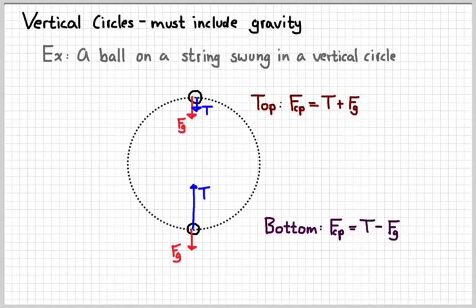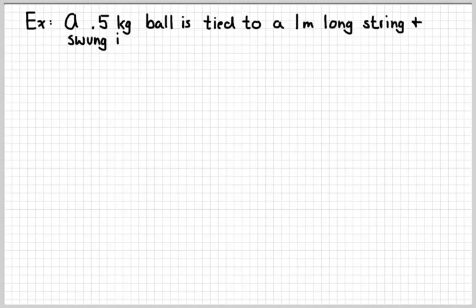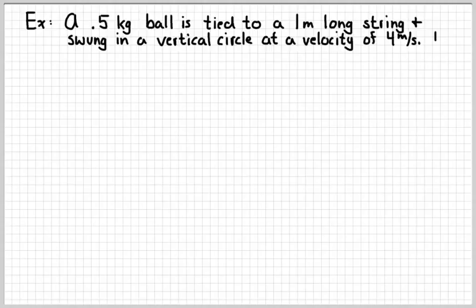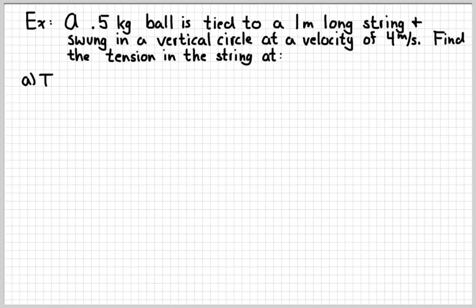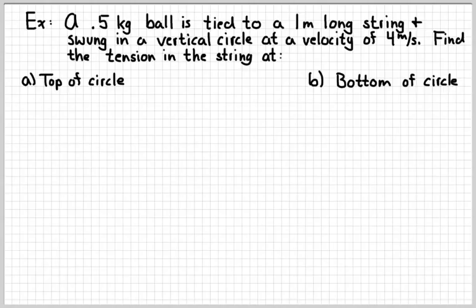So at the bottom of the circle, the tension in the string has to do both the job of holding it up and turning it in a circle. Gravity is trying to pull it out of the circle. So, to put some numbers with that, suppose that the ball had a mass of 0.5 kilograms and the string was a meter long, meaning the radius of the circle is a meter. And suppose we swung it at a velocity of 4 meters per second. We want to figure out the tension in the string at both the top and the bottom.